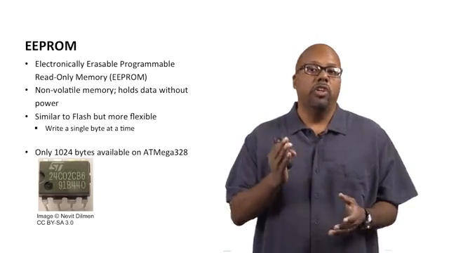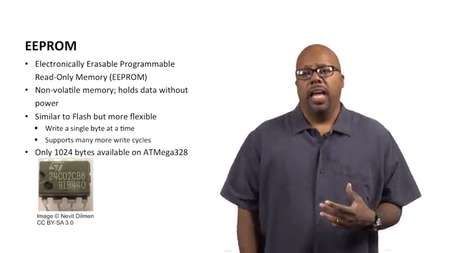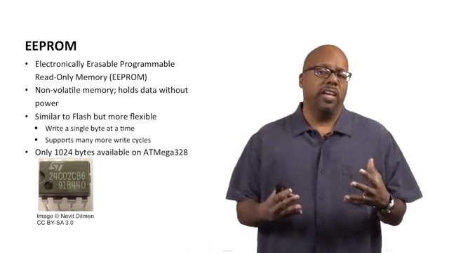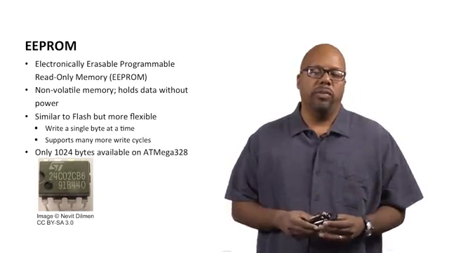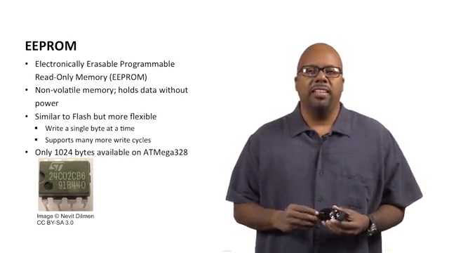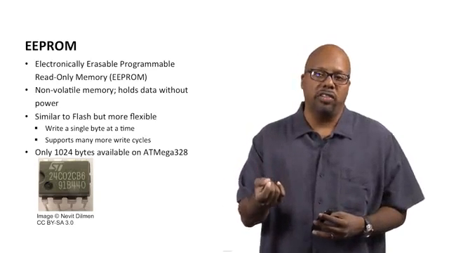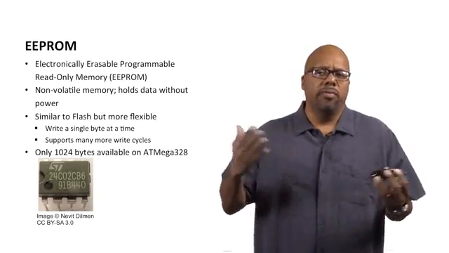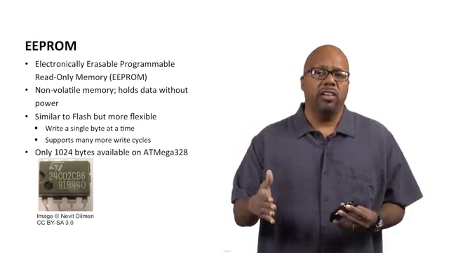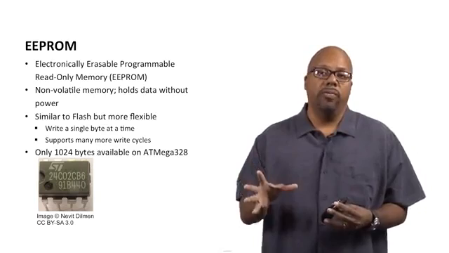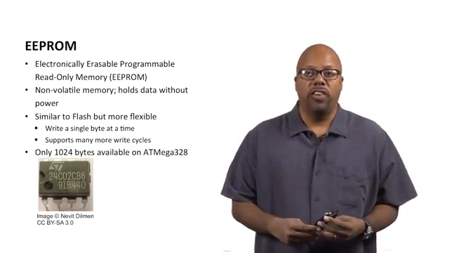EEPROM is more flexible. It's byte writable, so you can do 1 byte at a time. And it supports many more write cycles. What that means is Flash and EEPROM both don't last forever. Flash, maybe it'll last tens of thousands of write cycles. If you have a particular address in the Flash and you write to that address 10,000 times, after that, maybe 10,000, 20,000, 30,000 times, that address will wear out. Eventually that address won't work anymore and the memory will just fail.